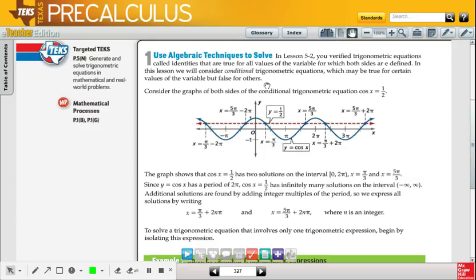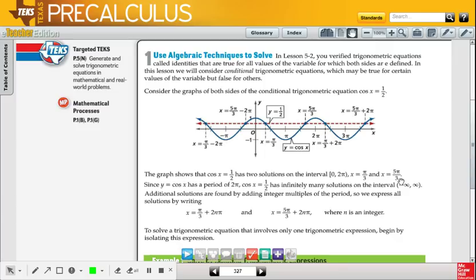So below, next is an example of a graph. So what it says, consider graphs of both sides of the conditional trigonometric equation cosine x equals 1/2. The graph shows that cosine x equals 1/2 has two solutions on the interval 0 to 2 pi: x equals pi over 3 and x equals 5 pi over 3.